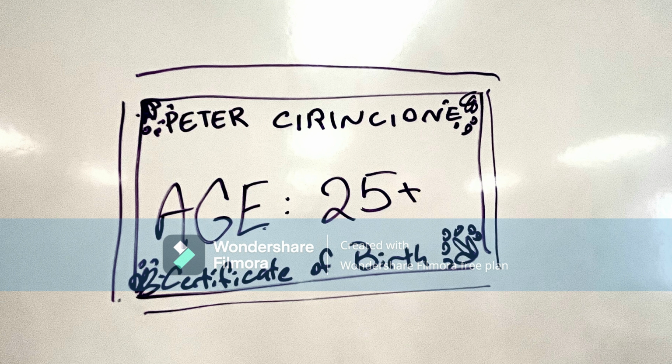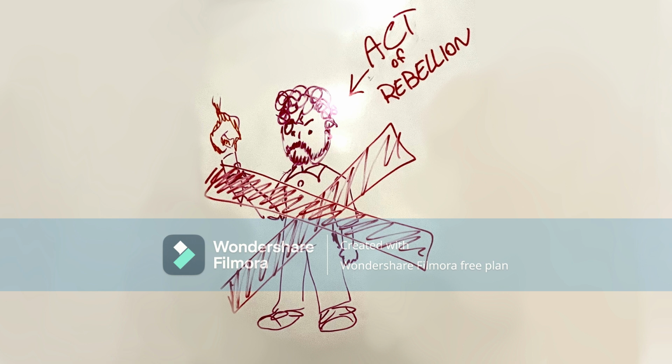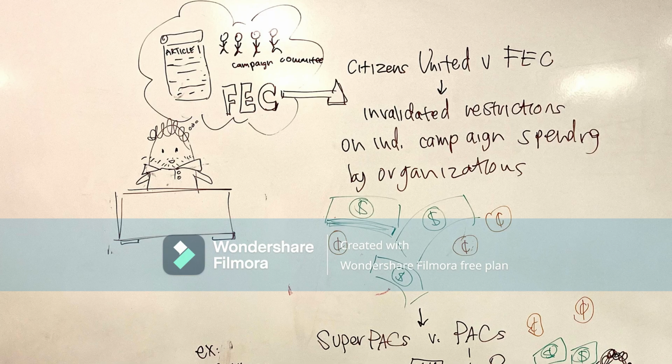Other states may have different rules, as the power to regulate elections to a certain extent is reserved for the states. Having a good record is important too. You can't have participated in a rebellion against the country or been an enemy of the state. Article 1 of the Constitution outlines the eligibility criteria for members of Congress.